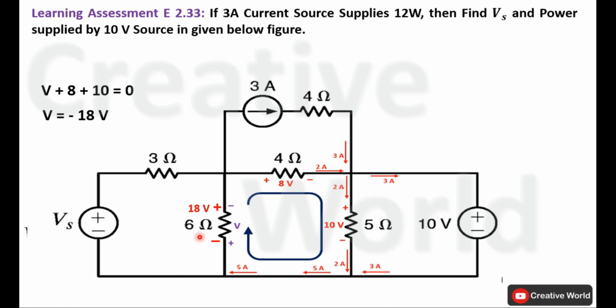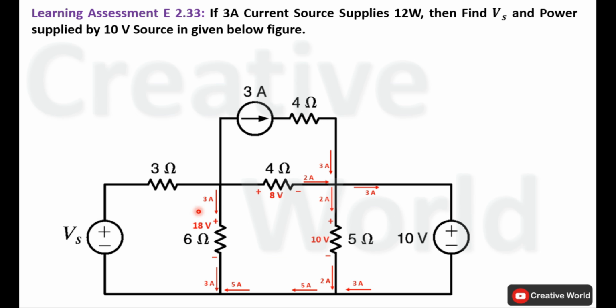We can calculate its current. Current through 6 ohm resistance will be V divided by R, that is 3 ampere, and the direction of current will be from upward to downward because the current entering terminal is taken with positive sign. Update the circuit according to new calculated values. 3 ampere current is entering on this node from this branch and 5 ampere is entering from this branch. So the cumulative current on this branch will be 8 ampere.